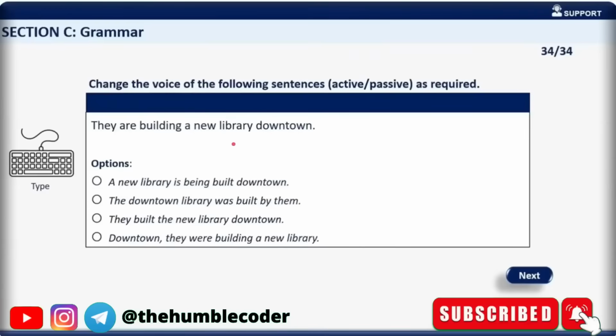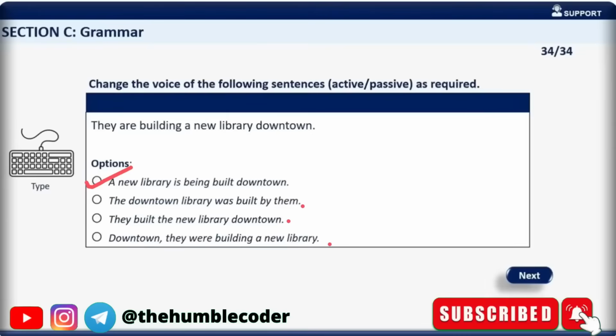Next, look at the next question. They are building a new library downtown. The options that we have are: a new library is being built downtown; the downtown library was built by them; they built the new library downtown; downtown, they were building a new library. So the correct answer in this case is going to be option A, the first one, which is: a new library is being built downtown.